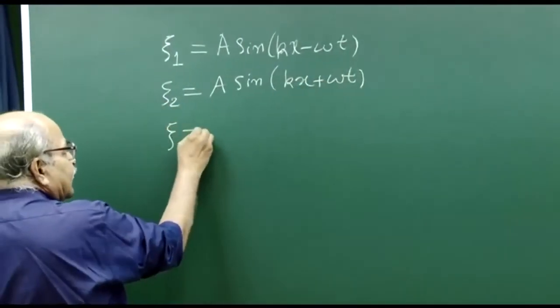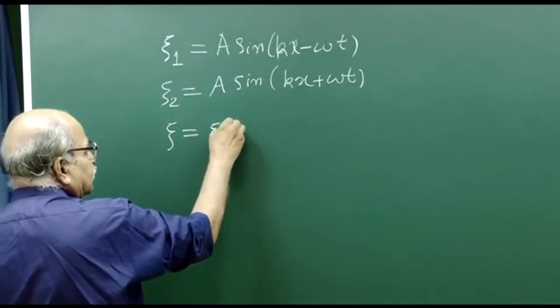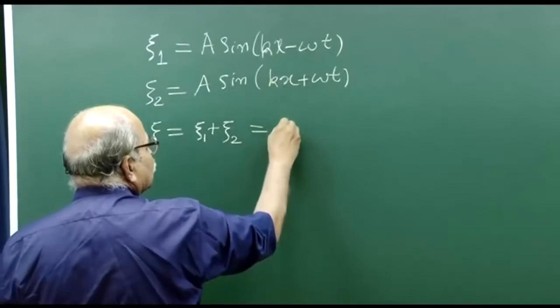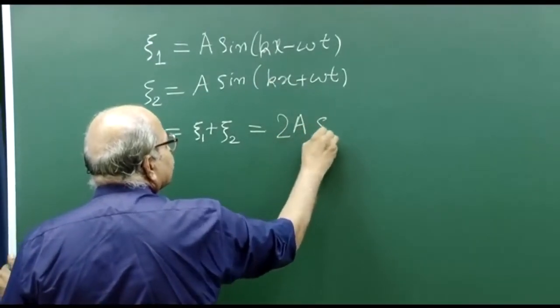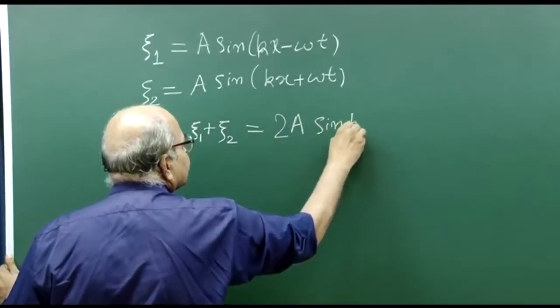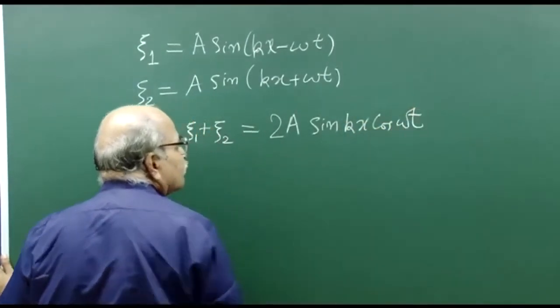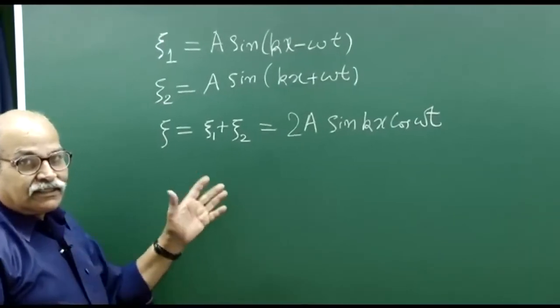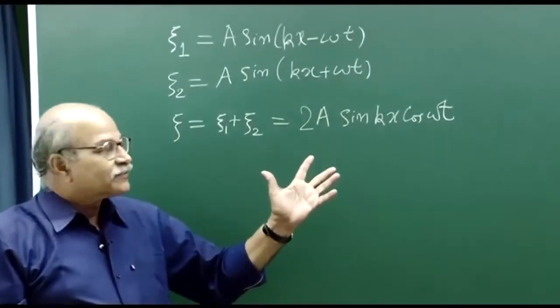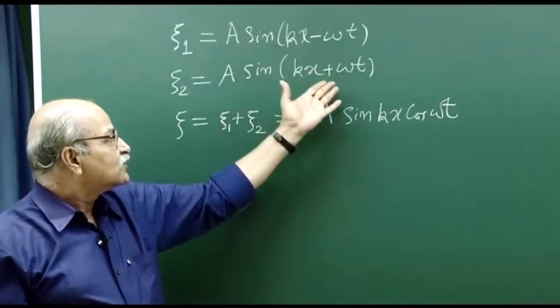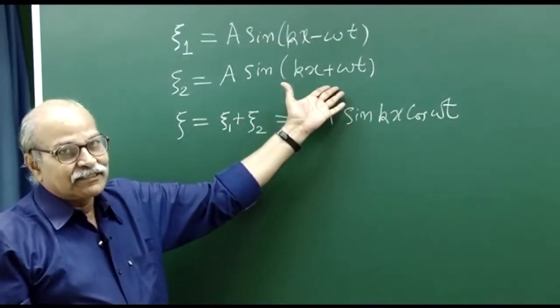So, the net is the sum of these two, and adding these two, we get 2A sin kx cos omega t. Now, there is a very special thing about this. It contains two waves, one going in the positive x direction, another going in the negative x direction.